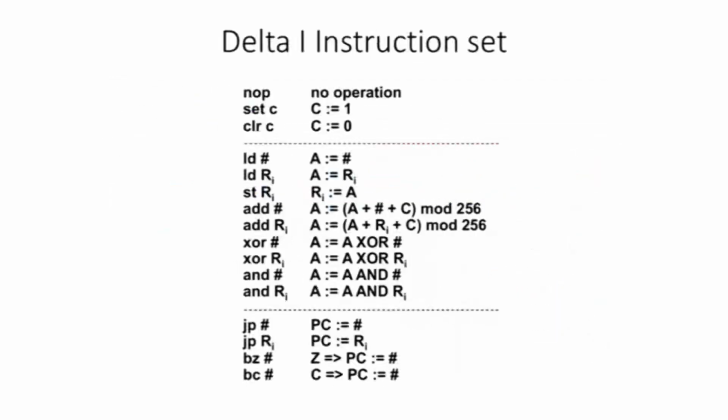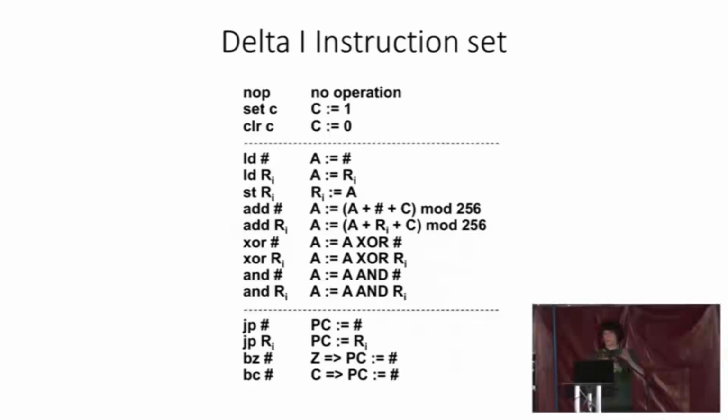So when we look back at this instruction set, we can set and clear the C flag so that we are sure that it's in a certain state when we start something. And then we have a bunch of load instructions. So we have load a fixed number, load a register, store to a register, add a fixed number to the ALU, store a fixed number in the accumulator, and then do an XOR operation.